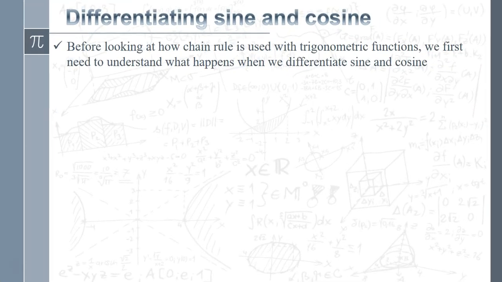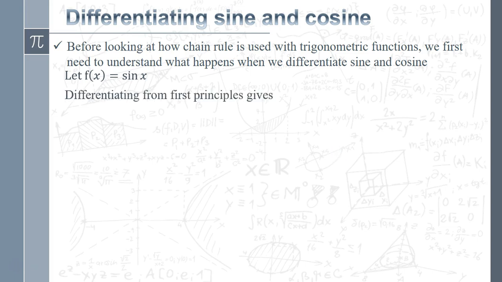To begin with, let's look at sine and cosine, sticking to those two functions. We have f of x equals sine x, and let's differentiate this one from first principles. There's our standard setup: f dash x equals the limit as h tends to 0 of sine of x plus h minus sine of x, over x plus h minus x.